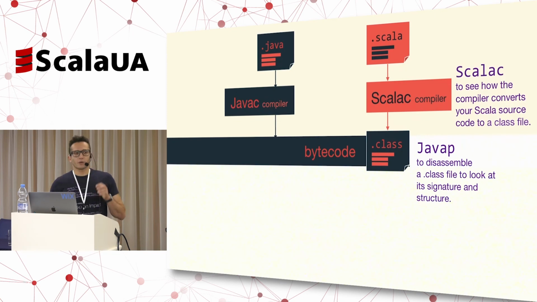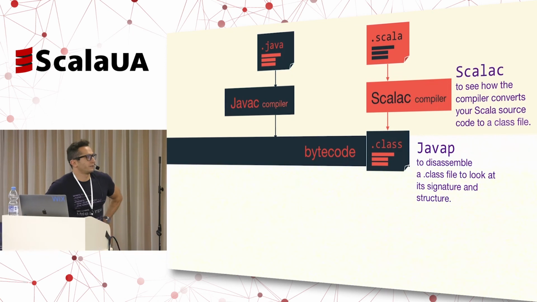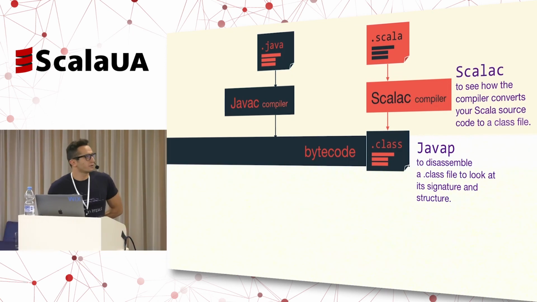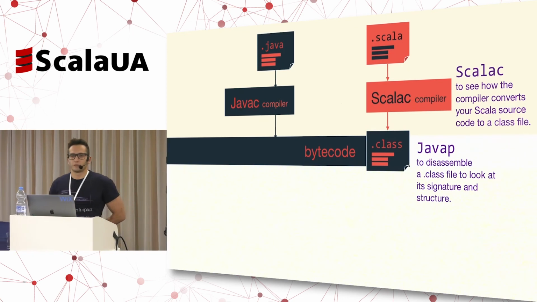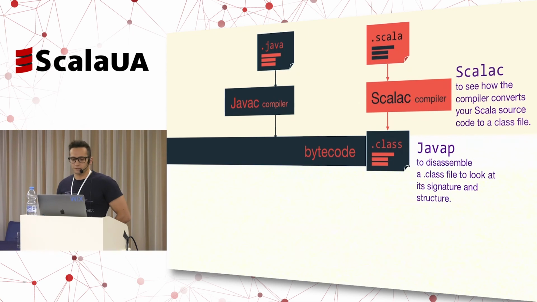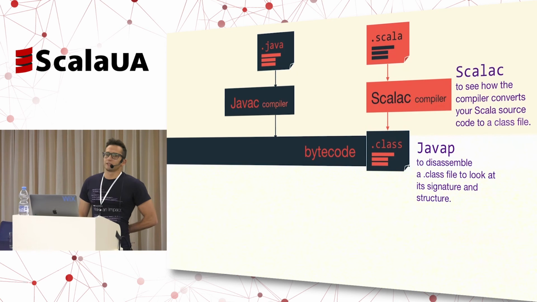Okay, the tools we are going to use in this session to see what's going on under the hood and actually disassemble and look inside the engine are scalac, to see all the compiler phases that happen during the compilation and the production of the class files, and javap to disassemble the class file and look at its signature and structure.